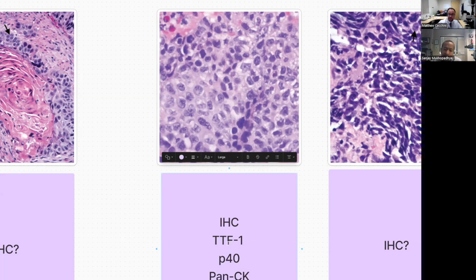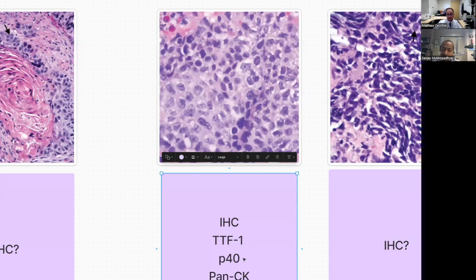P40. I think for the audience here, maybe some of the more junior listeners, maybe we should discuss P63 versus P40 and why you may want to choose one or the other. Yeah, so P63 and P40 are both squamous markers, both show nuclear positivity, both are excellent, and both are essentially 100% sensitive. So they do stain all squamous cell carcinomas, most of them strongly and diffusely. So they're great in terms of sensitivity.